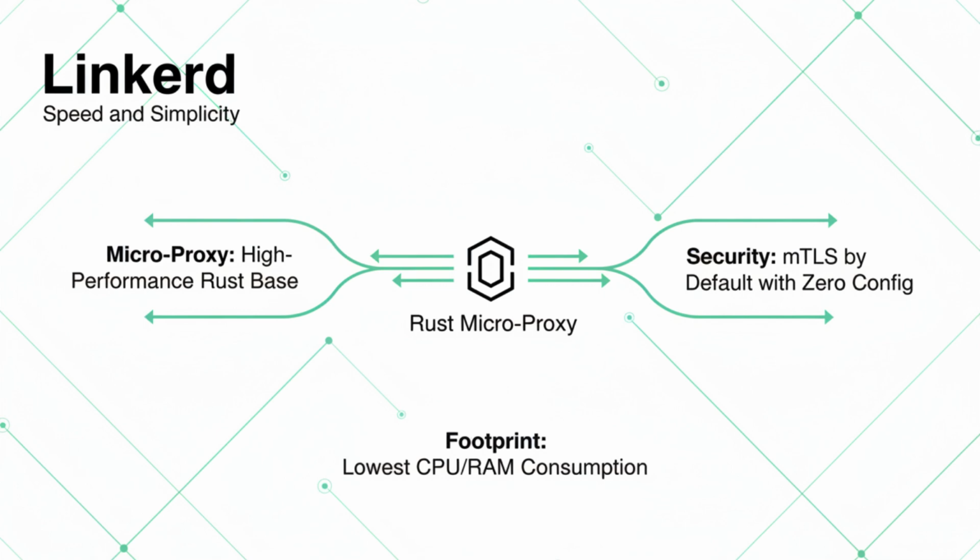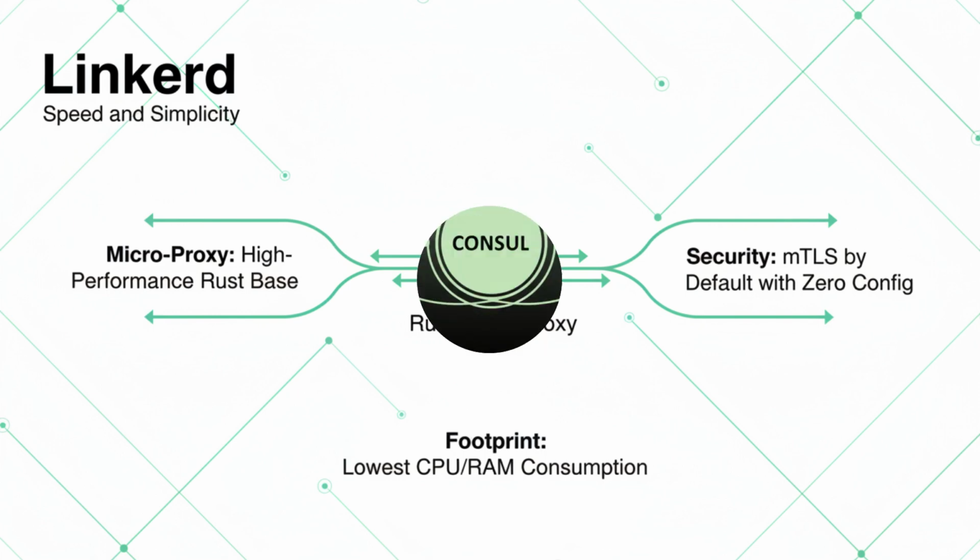It is often cited as having the lowest latency overhead among the three. For teams that want to achieve the security benefits of a service mesh without the burden of learning a complex policy engine, Linkerd provides a streamlined, developer-friendly path to production.